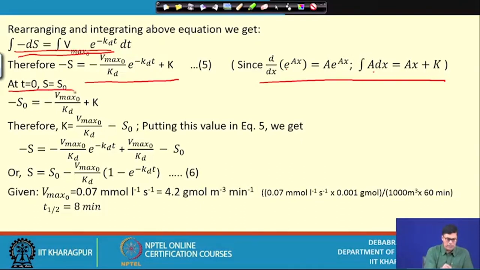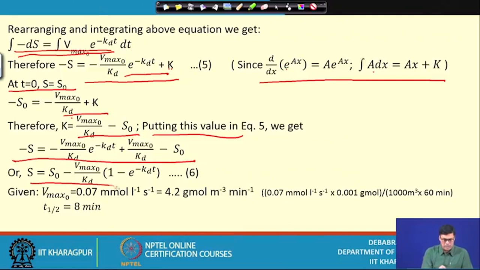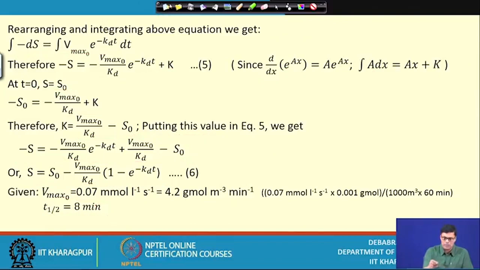And then with the boundary condition at t equal to 0, s equal to S0, we can put this equation like this, and therefore k will be equal to this. I can take this side and write it like this. Now putting this value in the k equation here, we can get this final equation. So this equation we can modify in this form. Now in this given problem, the Vmax0 value is given and t half value is given, and Kd value we shall have to find out, so that we can find out how much substrate is converted.